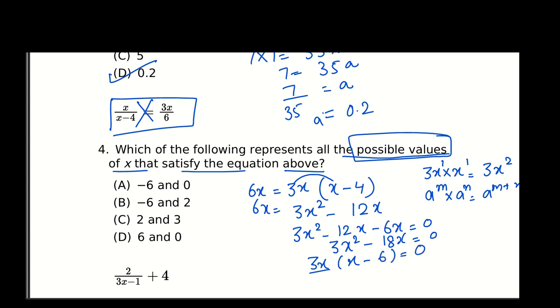So we have these factors: 3x equal to 0 or x minus 6 equal to 0. So x equals 6 and x equals 0. So option D would be correct. For this type of question, you have to be proficient in quadratic equations. You should be aware of how you take one value from the left side to the right side.